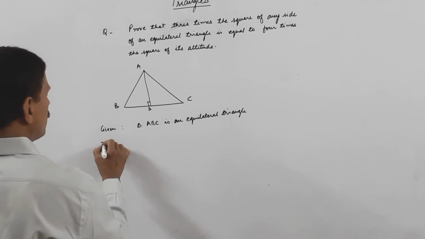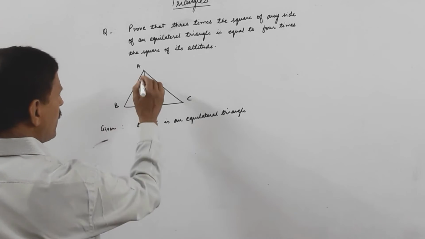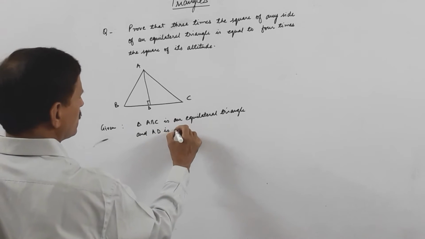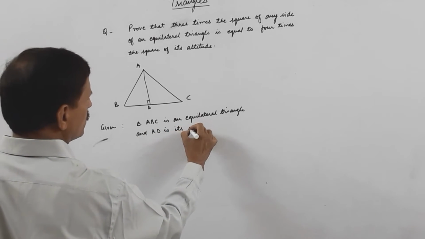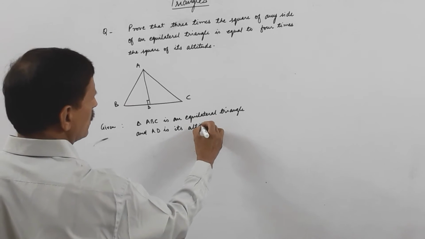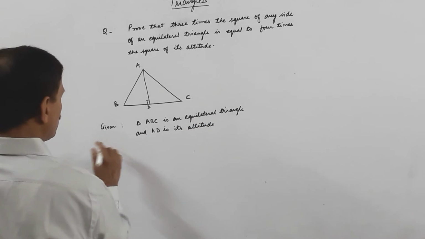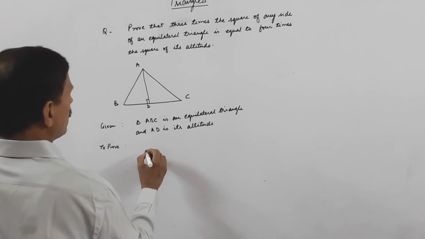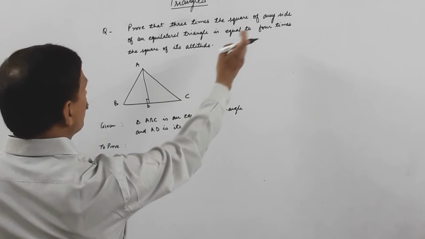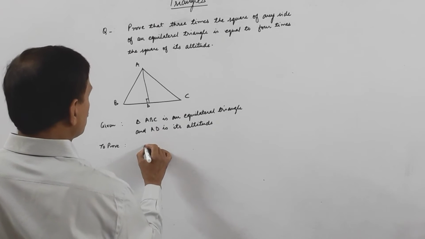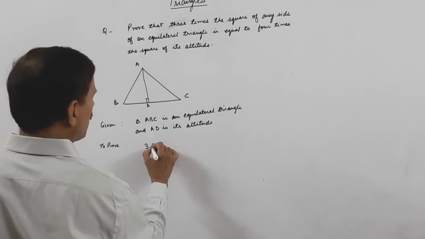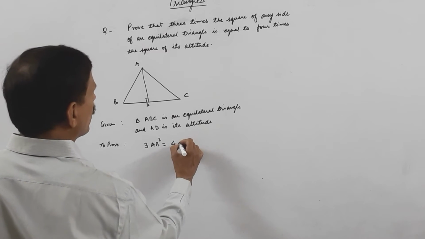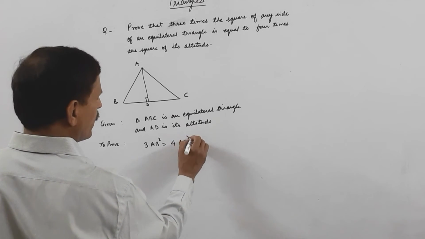and AD is its altitude. To prove 3 times square of any side, let say 3 times of AB square is equal to 4 times the square of an altitude, 4 times of AD square.